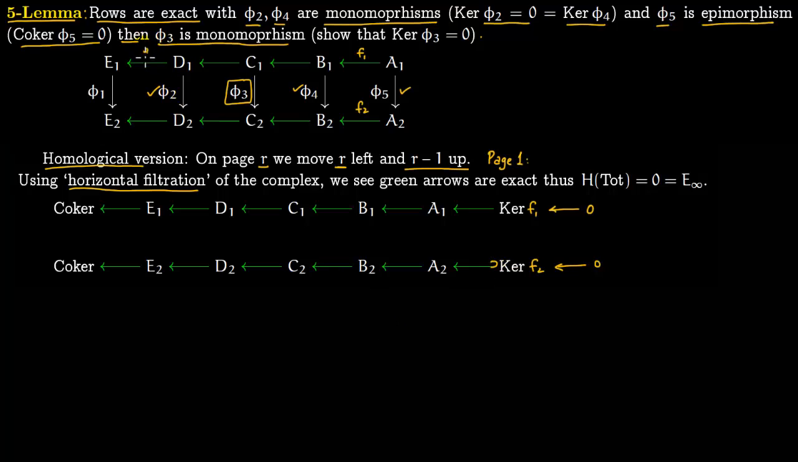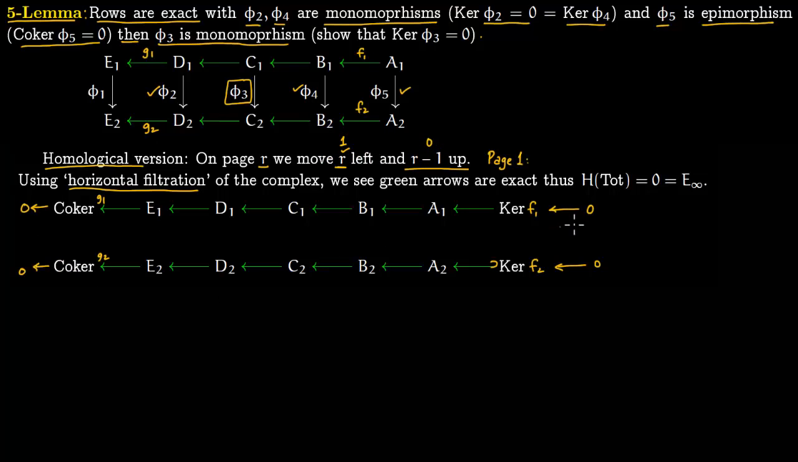Similarly, you can put g1 and g2 here, and again make this top row exact by going like this. So you have co-kernel of g1 right here, and you have co-kernel of g2 right here. This goes to 0, this goes to 0. So we are on page 1. This is how the arrows will go, because on page 1 you go 1 left. On page 1, our convention is r left, r minus 1 up. So 1 minus 1 is 0 up and 1 left, and that's what we have.